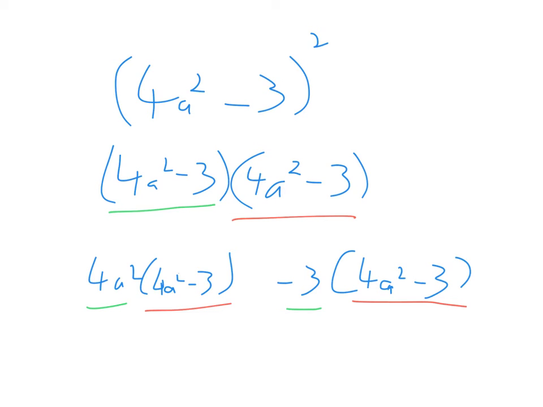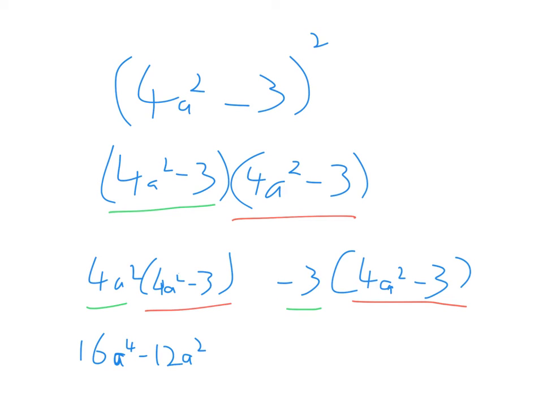So now it's time to try and solve this out. 4a squared times 4a squared. Well, the 4 times 4 gives us 16. a squared times a squared, we're going to add the powers, so we get a to the power of 4. Now 4a squared times minus 3, we multiply the numbers by the numbers, and we get minus 12. And then a squared stays the same. Remember, this is a minus because we have a plus multiplied by a minus.